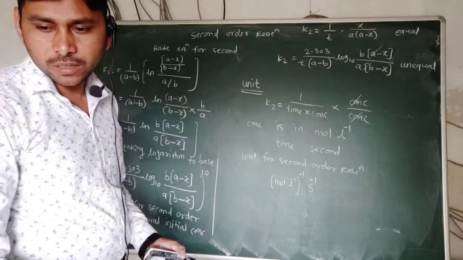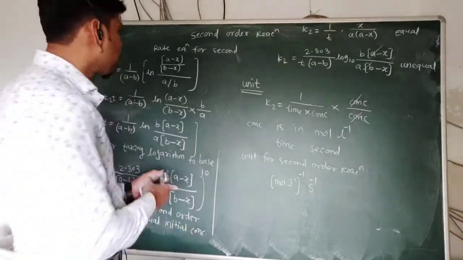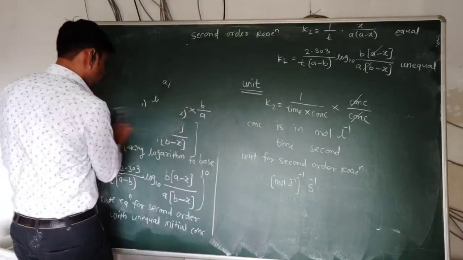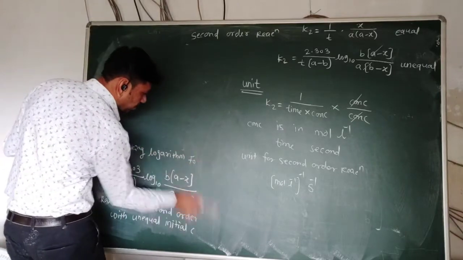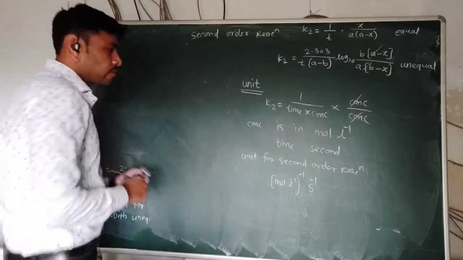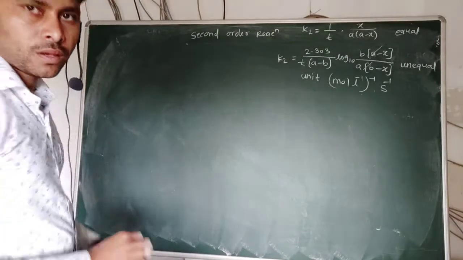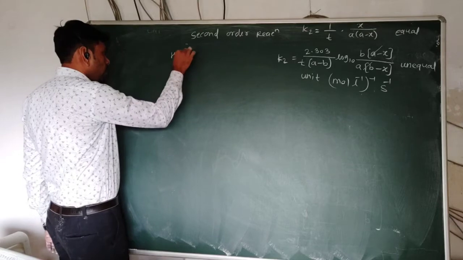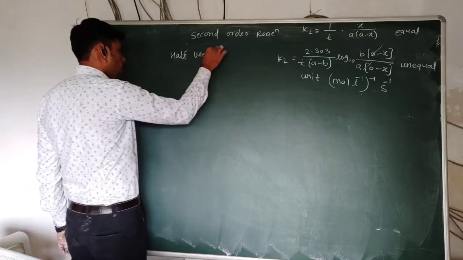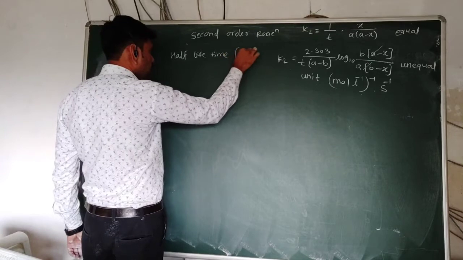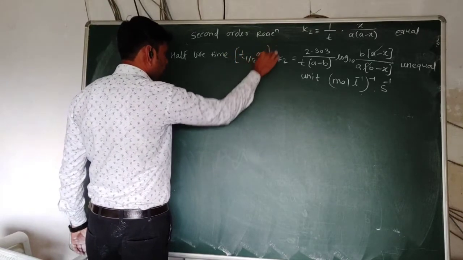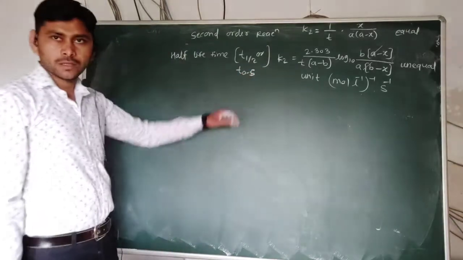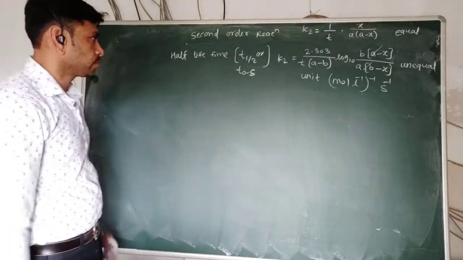Now we have to see the half life time for second order reaction, or time required to complete any fraction. Now we have to see here the half life time for second order reaction, that is T 1/2, or it may be written T.5. So we have to discuss the half life period for second order reaction.